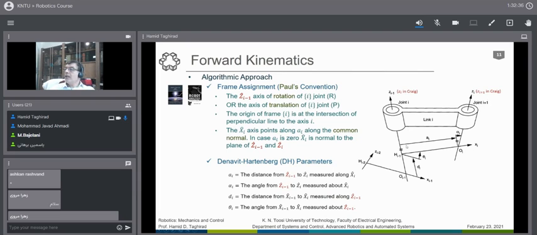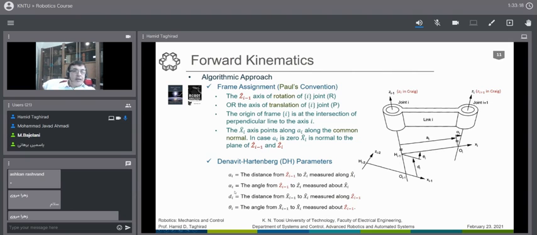What we call ai. What is ai? ai is the distance from zi minus 1 to zi measured along xi. Since the common normal was xi, it is just the length of the common normal. That is simple. And usually we use positive length. We don't have negative length. Because we have put it this way, the distance between zi minus 1 to zi in the direction of xi, we call it ai.